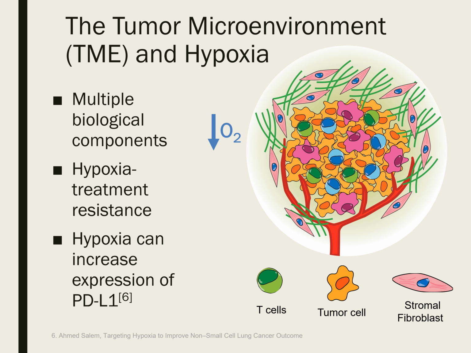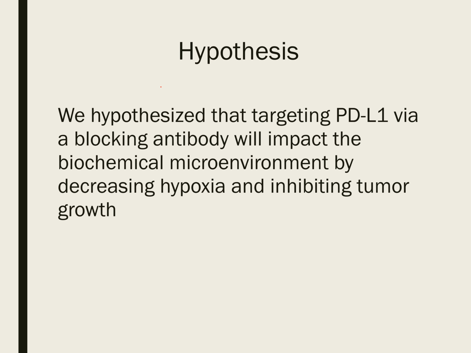The immune checkpoint blocking antibody can interfere with this PD-1-PDL1 interaction, but the impact of this inhibition on the hypoxic lung and tumor microenvironment is unknown. So we hypothesized that targeting the immune checkpoint PD-L1-PD-1 interaction via a blocking anti-PD-L1 antibody will impact the biochemical microenvironment within the tumor by both decreasing hypoxia as well as inhibiting tumor growth.